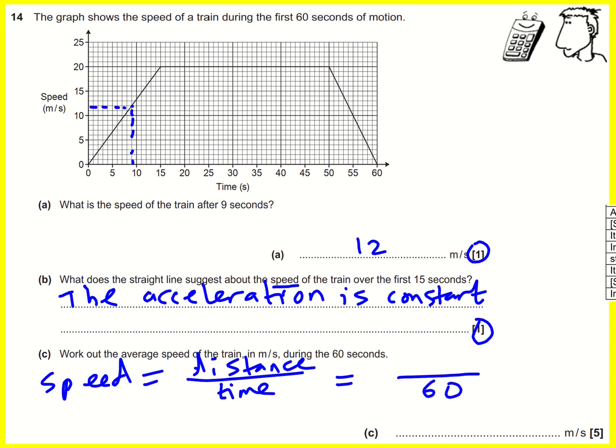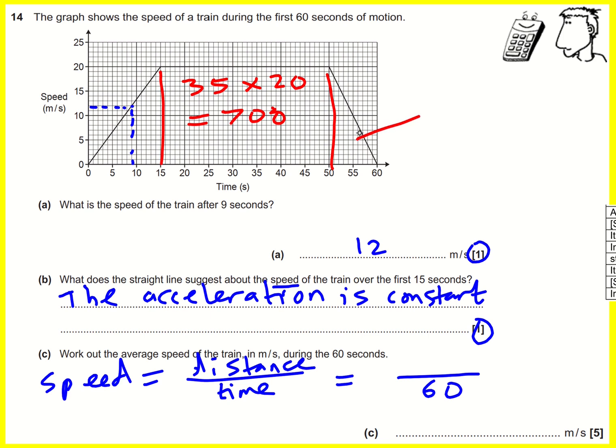We just need to work out the distance traveled, and that can be done by finding the area underneath the graph. So I need to split it into these 3 sections. First of all, I've got a height. I'm going to do the rectangle to start with. I've got a base of 35 times 20, and that's going to give me 700.